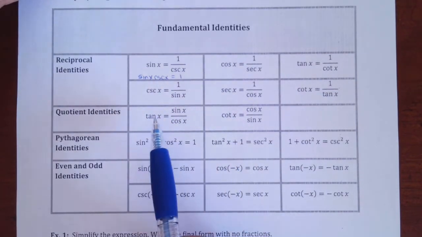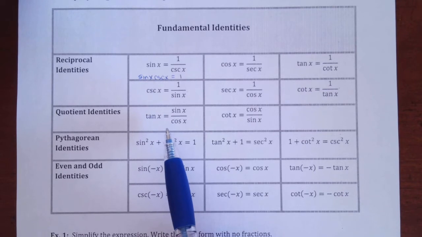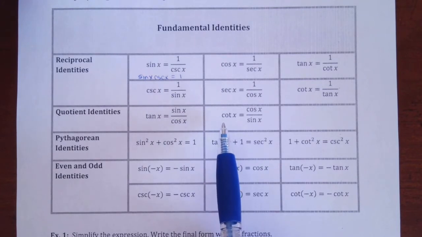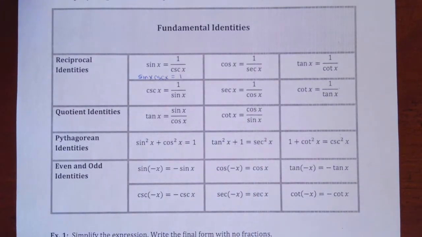Same thing with the quotient identities. Again, a lot of what we're going to do today, you want to put things in terms of sine and cosine. So we just need to remember that the tangent is the sine over the cosine and the cotangent is cosine over sine. That's going to help us sometimes to simplify. Your Pythagorean identities, that's a big one for being able to manipulate those and move things around.